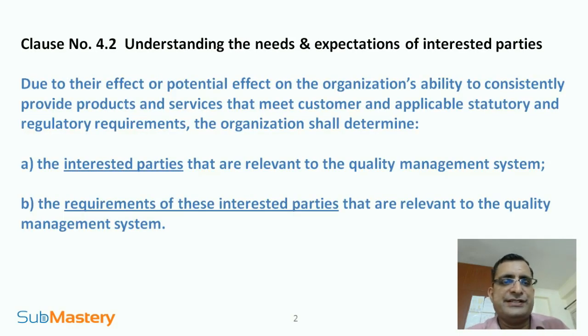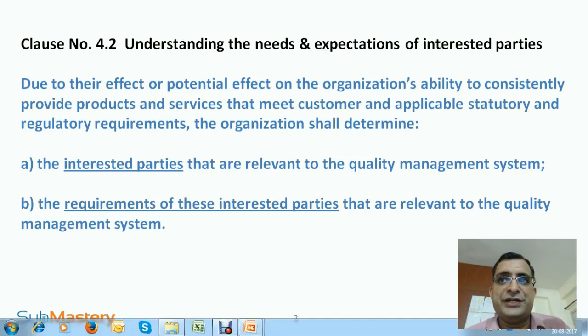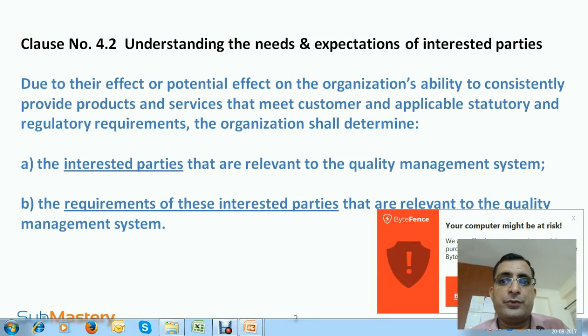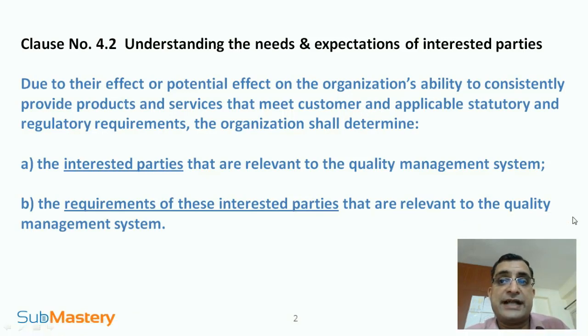Let us try to read this clause first. Due to their effect or potential effect on the organization's ability to consistently provide products and services that meet customer and applicable statutory and regulatory requirements, the organization shall determine A, the interested parties that are relevant to the quality management system, B, the requirements of these interested parties that are relevant to the quality management system.